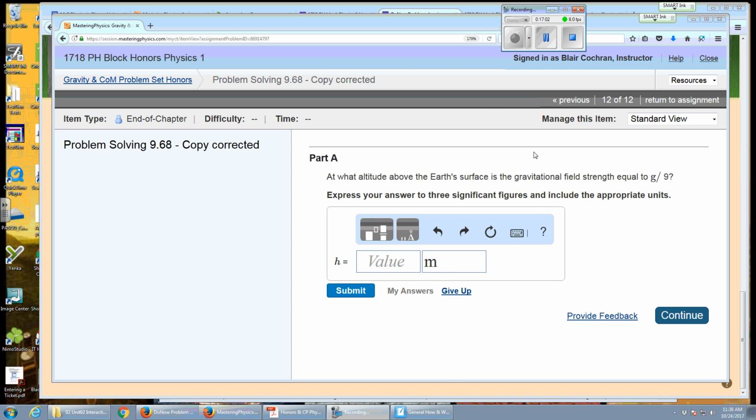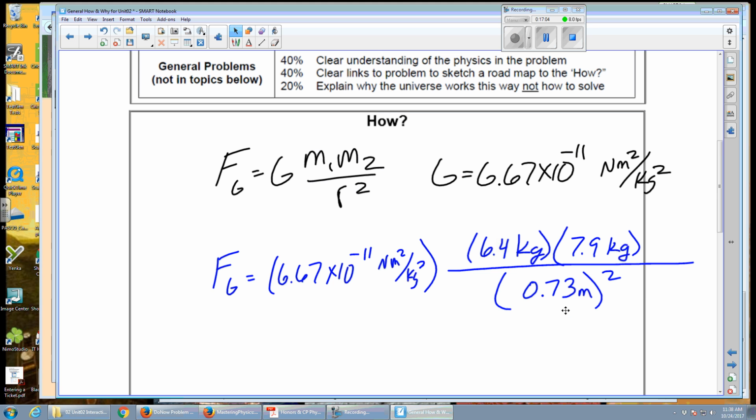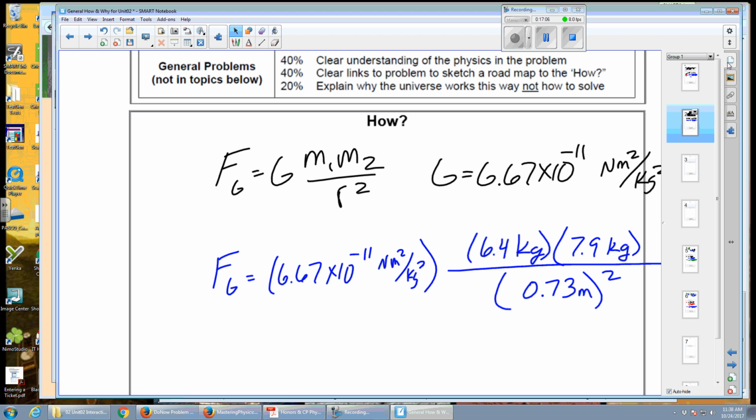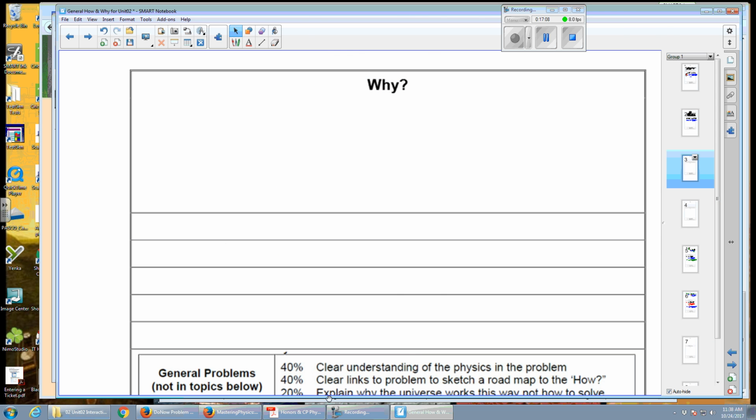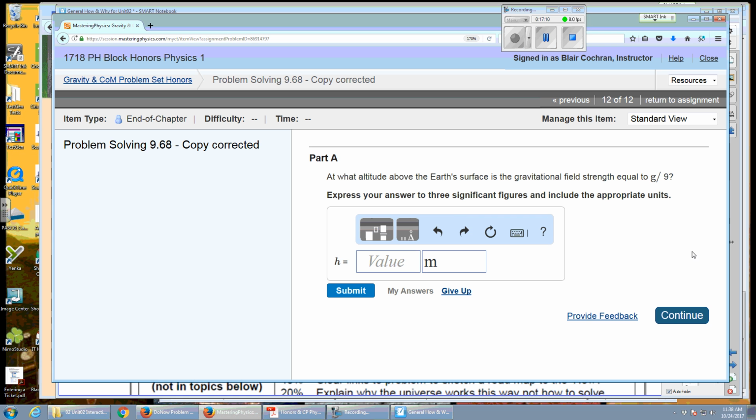Alright, so we're going to do number 12. And it's another gravity one. But it's asking at what altitude above the Earth's surface is the gravitational field strength equal to little g over 9. Well, I know that when they say little g like this, what they mean is the gravitational field strength at the surface of the Earth.